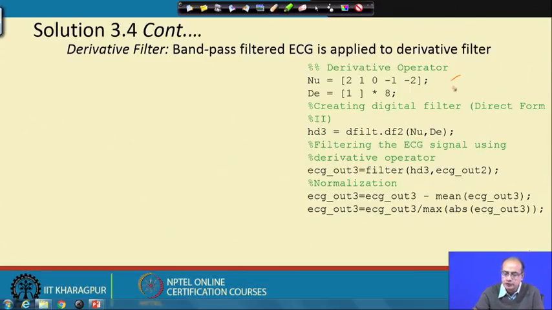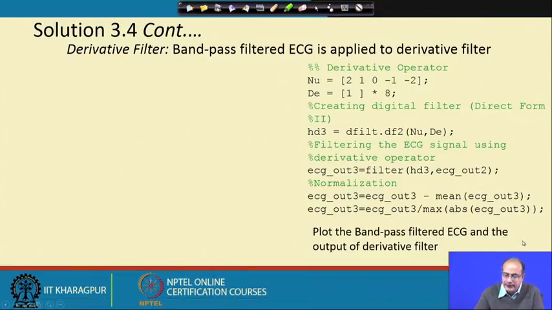The derivative filter is also provided by Pan-Tompkins. They have told what should be the form. So, we have created a direct form 2 filter, and pass the band pass filter output through this new filter, convolve with it, and again the same step of baseline removal and normalization or renormalization is done.